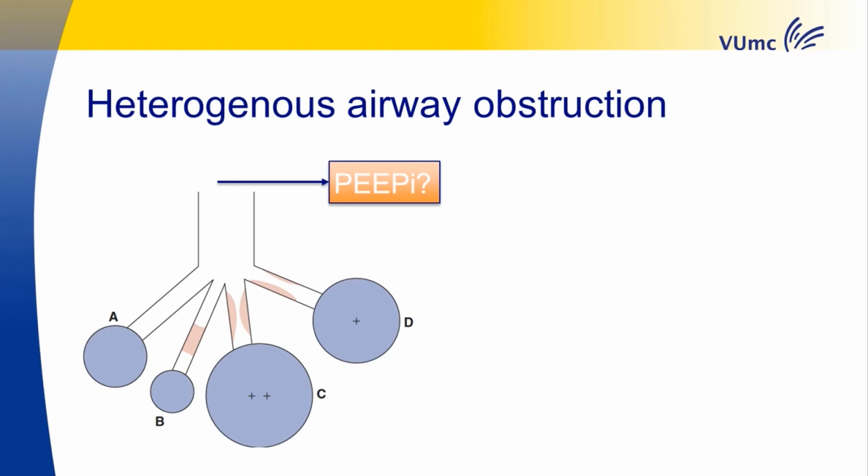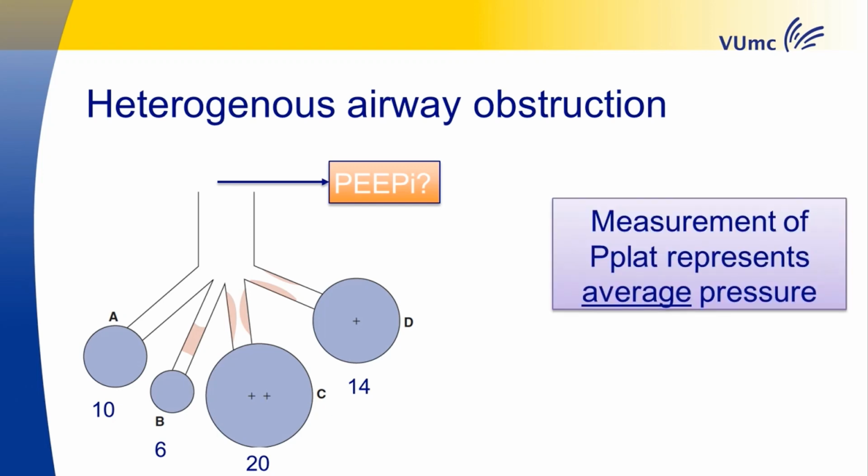Intrinsic PEEP is 10. Well, maybe not, because in the lung of a patient with asthma, there's not just one intrinsic PEEP. There's a lot of intrinsic PEEP, perhaps 1 million, because every alveolus has its own intrinsic PEEP. So for instance, in this alveolus, intrinsic PEEP is 10. In this one, where the airway is totally occluded, it may be 6. Right here, very severe obstruction, it may be 20. And in this one, it may be 14. So there is not one intrinsic PEEP. What we measure is a kind of average intrinsic PEEP.